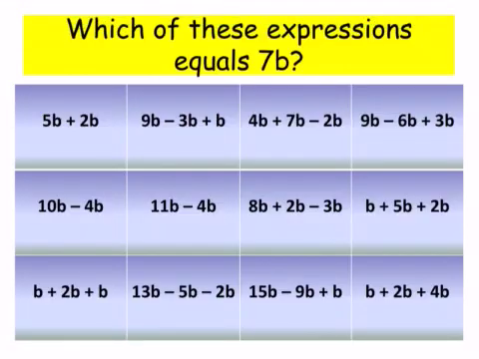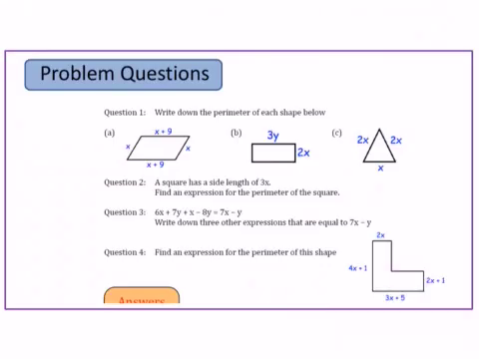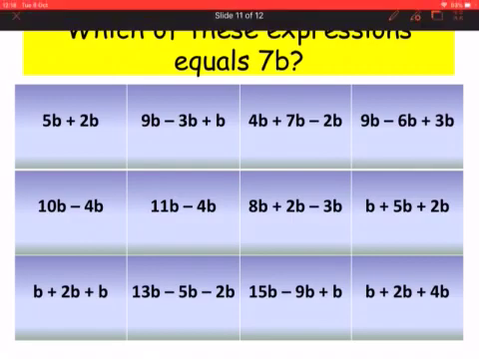So have a look at this task for me. Which of these expressions equal 7b? Have you got answers to these? Let's have a look. Well, 5b plus 2b is definitely 7b, so that's one. 9b minus 3b is 6b, plus a b is 7b. 4b plus 7b is 11b, minus 2b is 9b, so not that one. 9b minus 6b is 3b, plus a 3b is 6b, not that one.